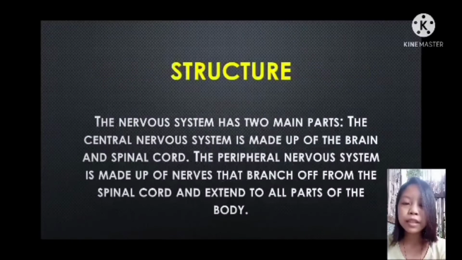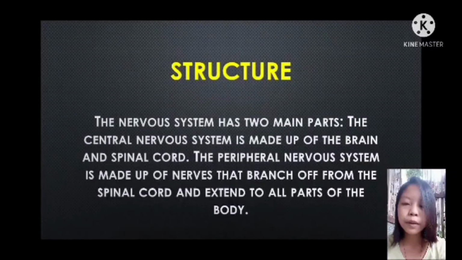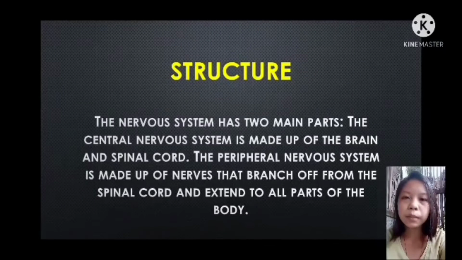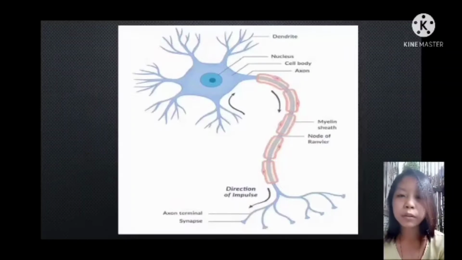Structure. The nervous system has two main parts. The central nervous system is made up of the brain and spinal cord. The peripheral nervous system is made up of the nerves that branch off from the spinal cord and extend to all parts of the body. What are the parts of the nervous system? Parts of the nervous system also include dendrite, nucleus, cell body, axon, myelin sheath, node of Ranvier, direction of impulse such as the axon terminal, and synapse.